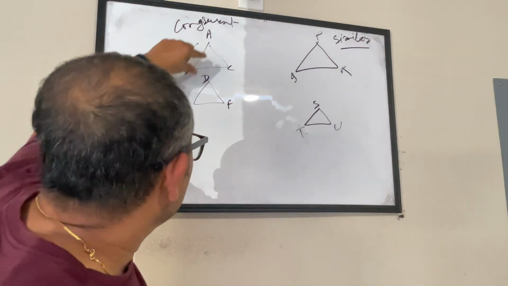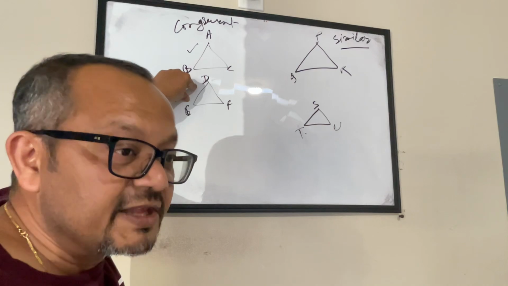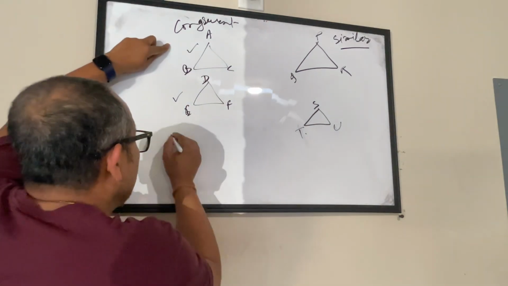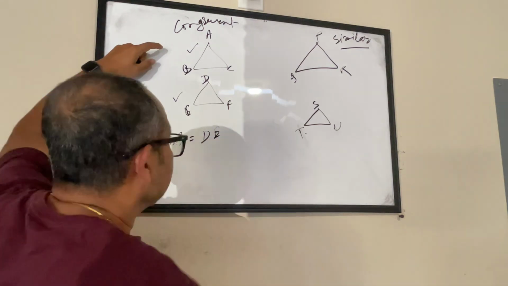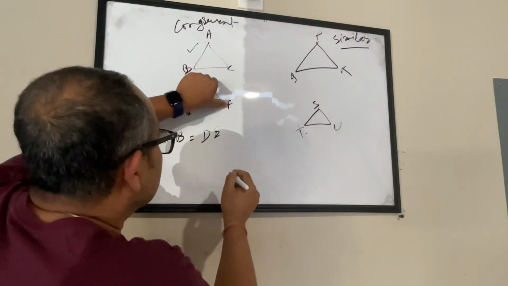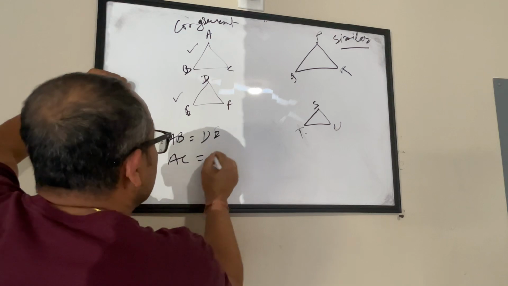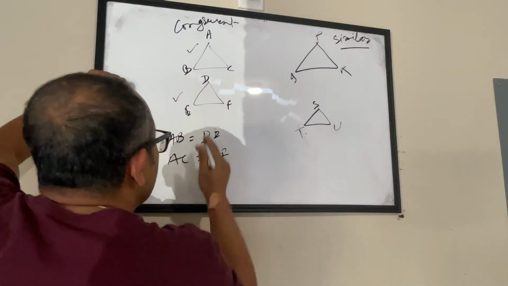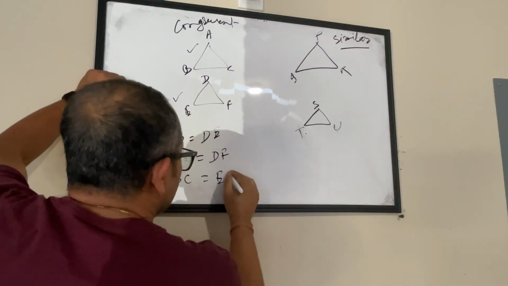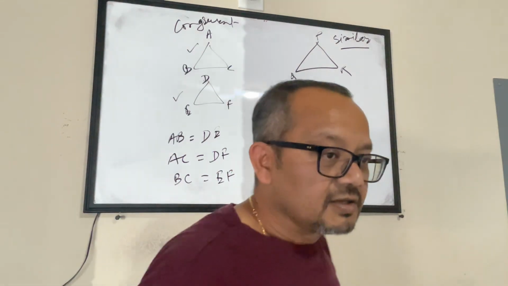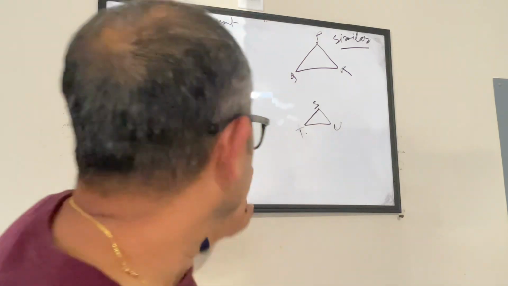Now let's look at the mathematical side of it. What happens between AB and DE? I'm saying they are congruent, meaning AB equal to DE. I will say this side and this side are same. AC equal to DF. I will say BC equal to EF.